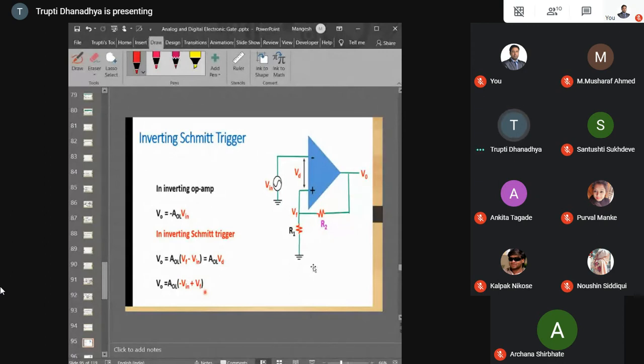Then next is the inverting Schmitt trigger. The above equation is only for the inverting op amp, meaning for the ideal condition of the op amp, the equation stands like this. And for the inverting Schmitt trigger, the equation is like this: V naught is equal to A_OL in bracket VF minus V in. Okay, I already told you there, VD is equal to VF minus V in, because VF is positive and V in is negative. So V naught is equal to A_OL VD, and VD is nothing but VF minus V in. Okay, so this is the standard equation for your Schmitt trigger.